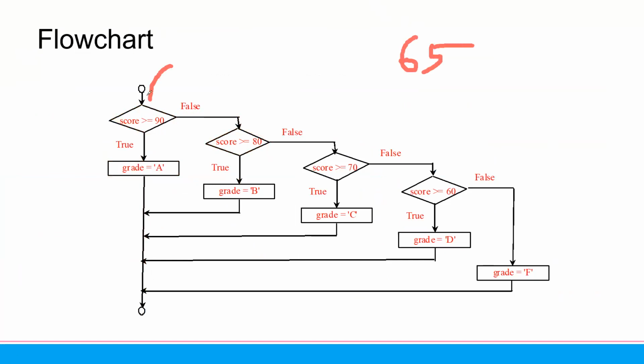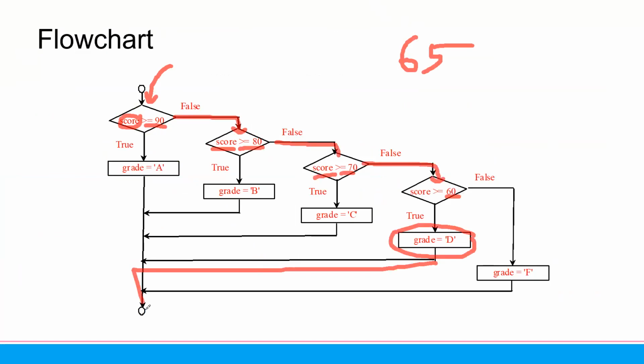So I will check this one. 65 is higher than or equal to 90? No. False. We will go this way. 65 is higher than or equal to 80? No. It goes here. 65 is higher than or equal to 70? No, it goes here. 65 is higher than or equal to 60? Yes. So the grade is D. And we finish the condition. So the flowchart can represent how you can code.